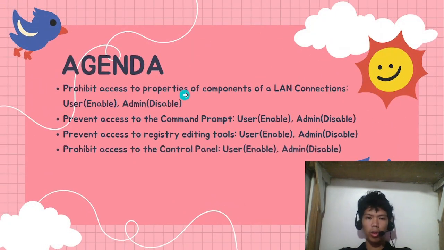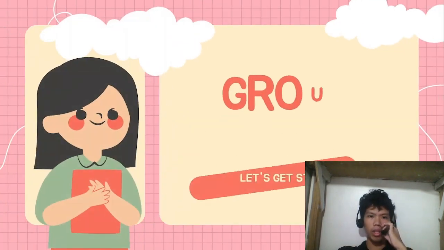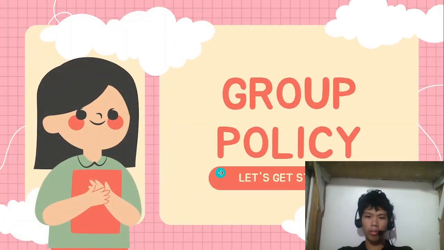Next is prohibit access to properties of components of LAN connections, prevent access to the command prompt, and prevent access to the registry editing tools, and prohibit access to the control panel. So let's get started from the group policy.